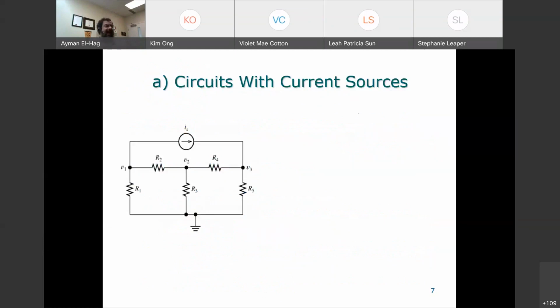So we will have three scenarios. Two of them will be covered today, and the last one will be covered on Thursday. Okay, so what are the scenarios? The first one will have circuits with only current sources. There is no voltage source. Okay, so we will apply what we said.